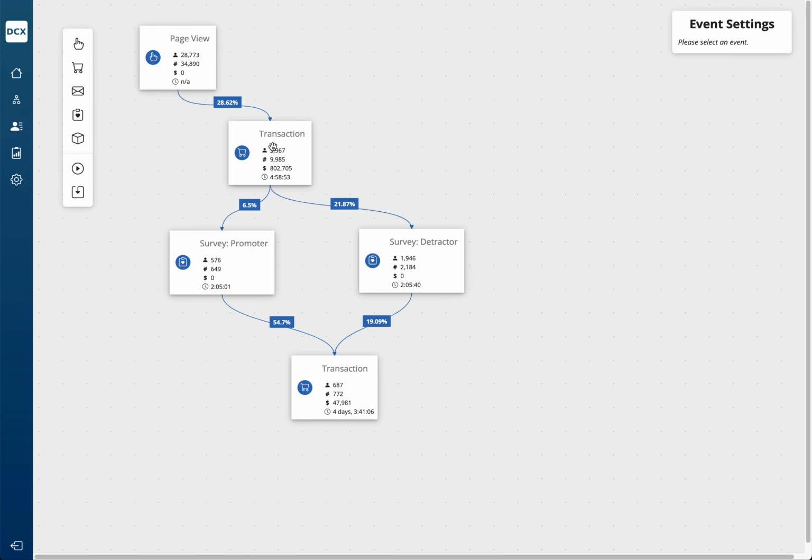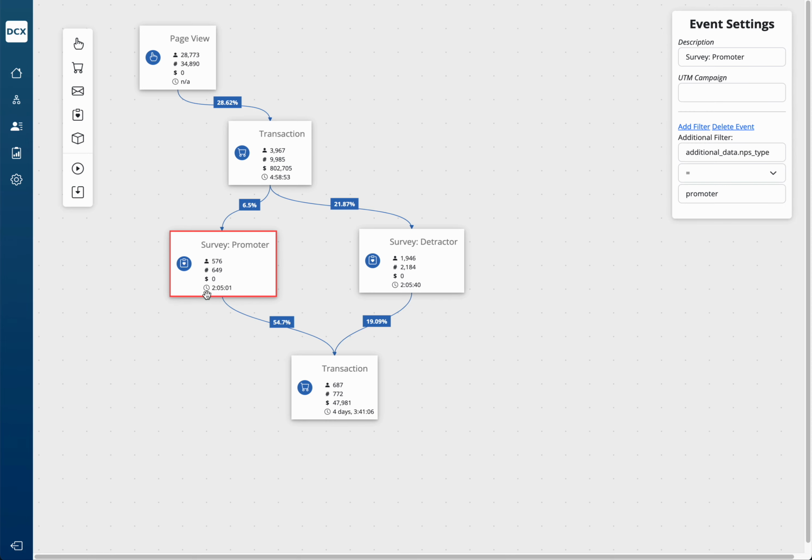What we're seeing here is also a bit of a concerning trend, right? After the first transaction takes place, 6.5% of people are promoters, 21.87% are detractors. The other piece here that we want to emphasize is what happens afterwards. And you could see that not only are detractors obviously bad because they're not promoting our brand, they're not promoting our site, but on top of that, only 19% of detractors transact further, whereas 54.7% of promoters do.